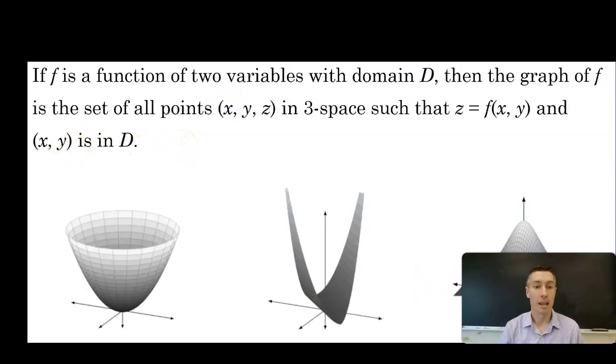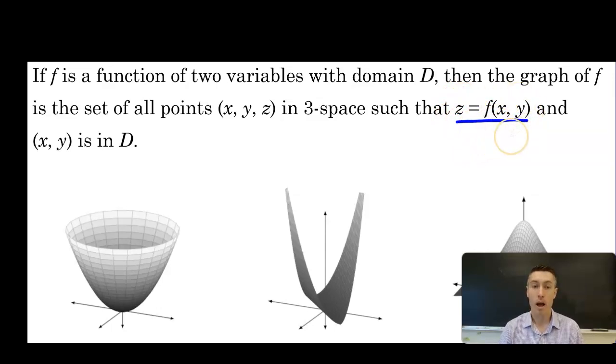Okay, so if f is a function of 2 variables with domain D, then the graph of f is the set of all points x, y, z in 3 space such that z equals f of xy and xy is in the domain. So essentially the takeaway here is that the function output represents the z coordinate of any point in 3 space. Right, so I'll underline that part there. So in single variable functions, we often interchanged y and f of x. Right, the output of a function we consider the y coordinate, and that's how we graphed all of our 2-dimensional functions. So here, we'll consider z to be the output of the function.